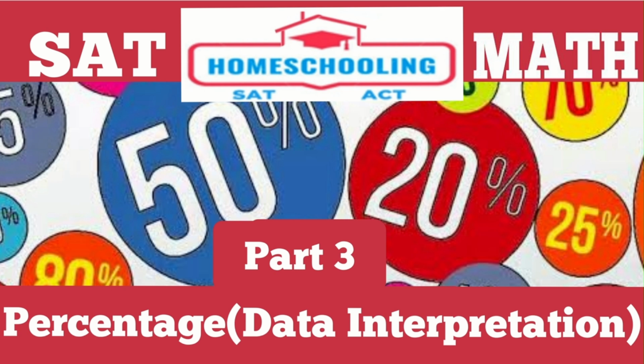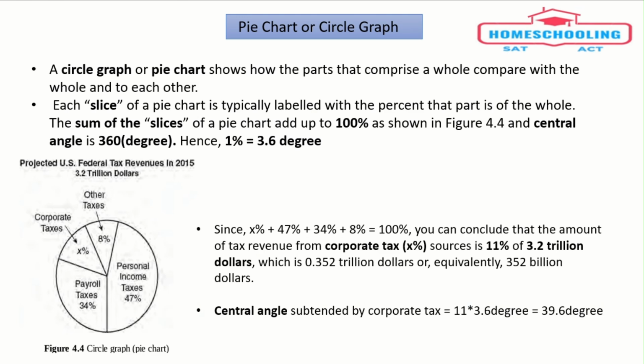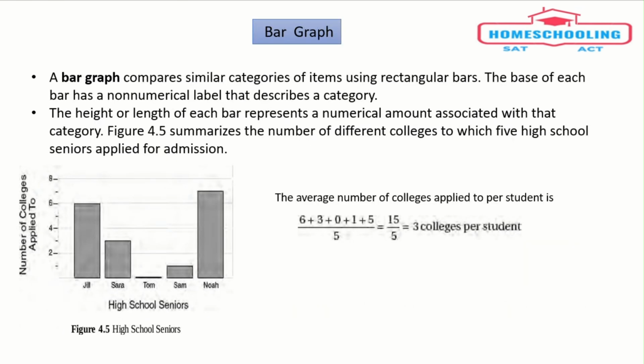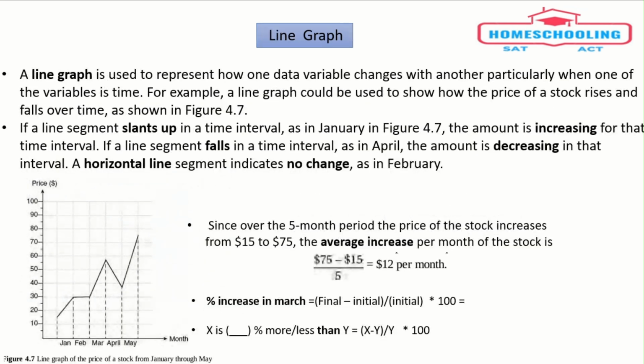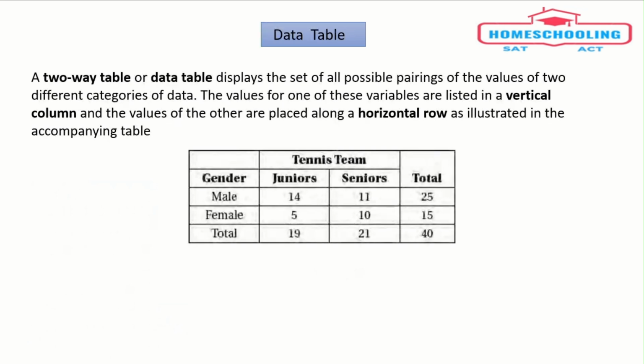Today we are going to start part 3 of percentage chapter. Here we are going to take some data interpretation questions related to percentage chapter. So here we are going to read about four concepts related to percentage. The first concept is pie chart, second one is bar graph, the third one is line graph, and the fourth one is data table. So there are four concepts here. We will take each and every concept one by one and we will solve one question after every concept.